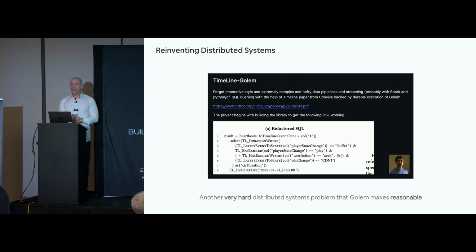And then another great example, that if you didn't see yesterday, I encourage you to check out the talk when it hits YouTube, is this project called Timeline, or Timeline Golem Timeline. It is an attempt to take a paper that defines a compositional way of describing queries over event-oriented data. That's a very hard problem.